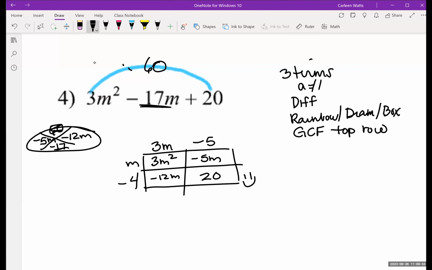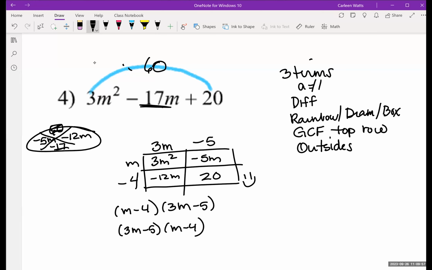Okay, the outside edges. So complete the outsides. The outside edges give us our answer, m minus 4 and 3m minus 5. If you had switched the negative 12m and the negative 5m, you would get 3m minus 5 and m minus 4. Both of them are correct because we know that multiplication is commutative, meaning we can switch the order.